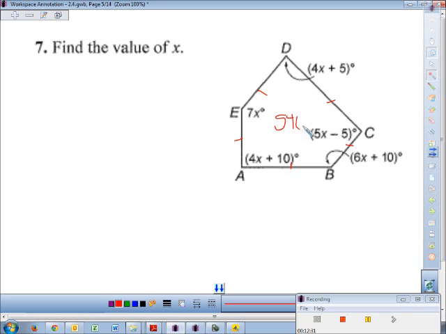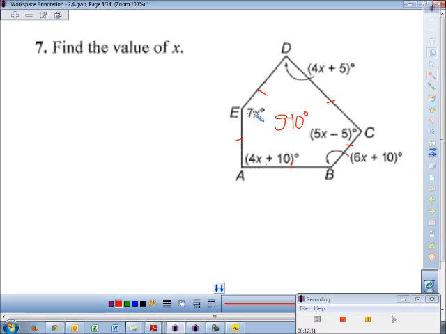Whatever they're supposed to add up to, I like to write that right there, because we'll get in a bad habit later of thinking everything should add up to 360, everything should add up to 360. No way, this is a pentagon. Everything should add up to be 540. You with me on that? Then shouldn't we take this plus this plus this plus this plus this equal to 540?